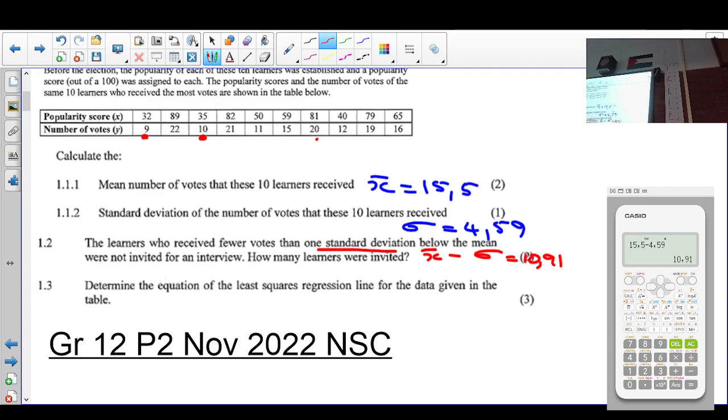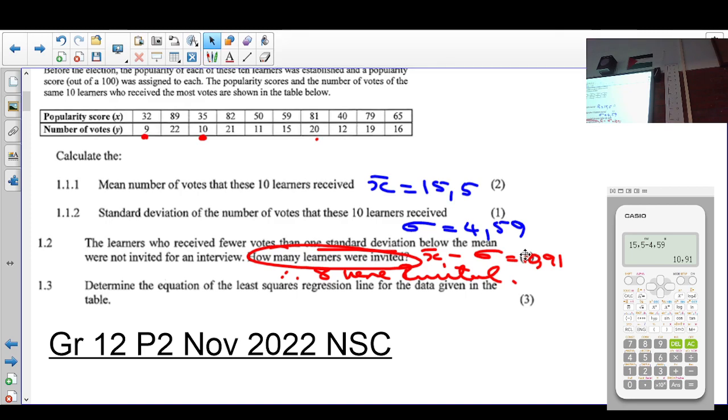Two. But the question says, how many learners were invited? So therefore, 8 were invited. Can you see that? Because the question says the learners who received fewer votes than one standard deviation below the mean were not invited. So how many are less than one standard deviation below the mean? Two. Now the question says, how many learners were invited? The complement, which is 8. Okay.